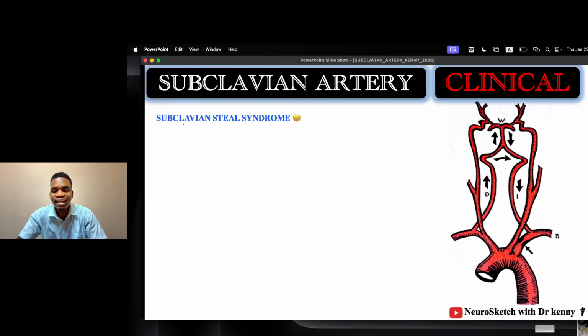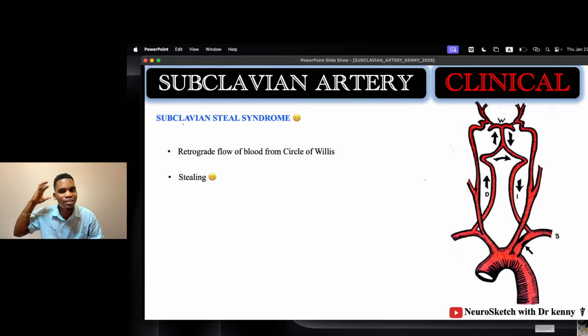So because there is a retrograde flow of blood from the brain to the upper limb, which is very strange, we are calling it steal, because we are stealing blood from the brain to supply the upper limb, and this is called subclavian steal syndrome. And what are the clinical manifestations? It can be dizziness, anything relating to the brain, anything relating to the central nervous system, because we have deprivation of blood that was going to supply the brain, and then it supplies the upper limb.